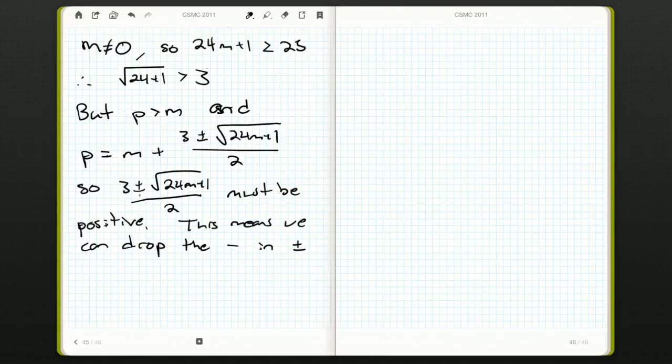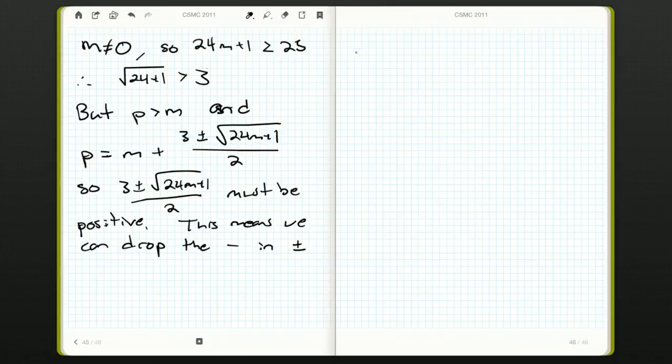This means we can ignore the minus in the plus or minus. Anytime we would subtract the square root of 24m plus 1, it's going to be greater than 3, and that means we would get a negative value on the numerator, therefore a negative fraction, and we'd be having p is m minus something. And p is supposed to be greater than m.